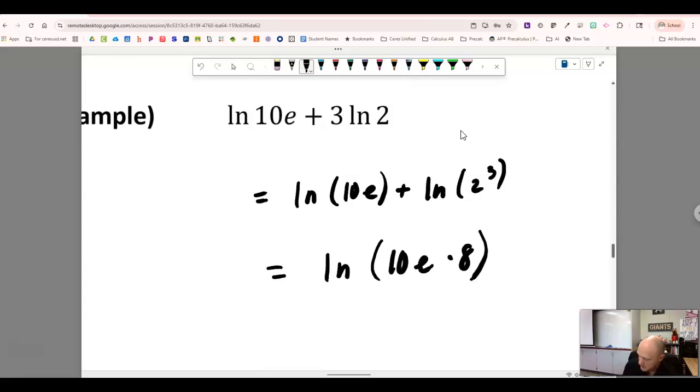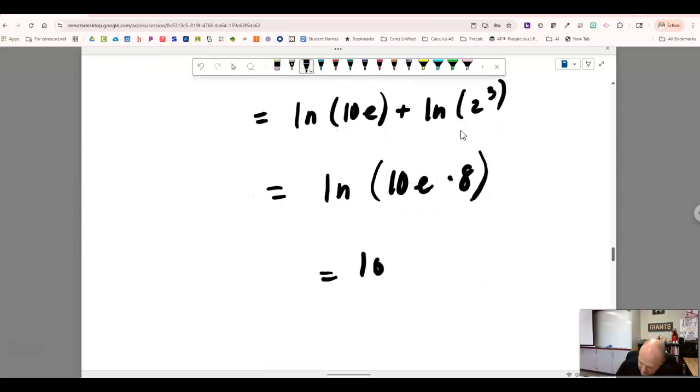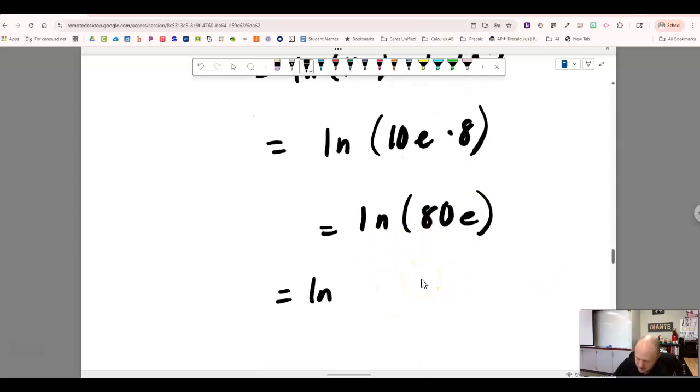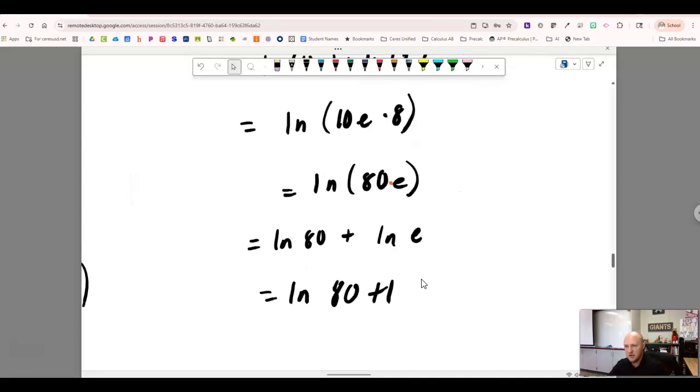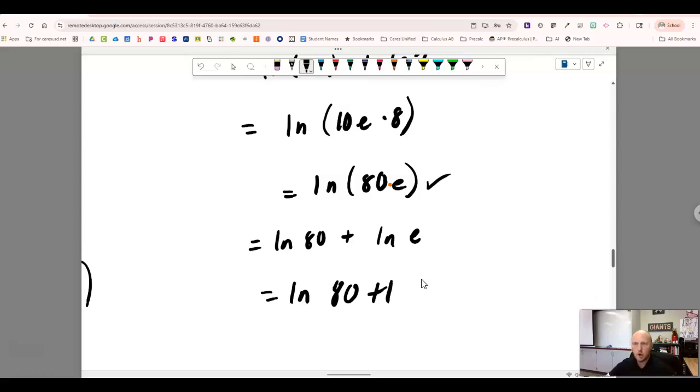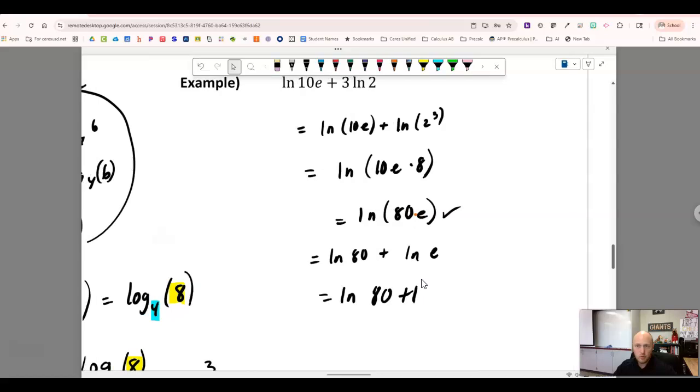So I have 10e times 8, natural log of, this gives me 80e. And there's your answer. I can't really do much with it. I guess if I wanted to deconstruct this to simplify, you could: natural log of 80 plus the natural log of e, right? These are multiplying. And this would give you a 1. So another answer here would be natural log of 80 plus 1. But I would expect to see this as a final stopping point on the exam. Okay? All right. So that is pretty much it.